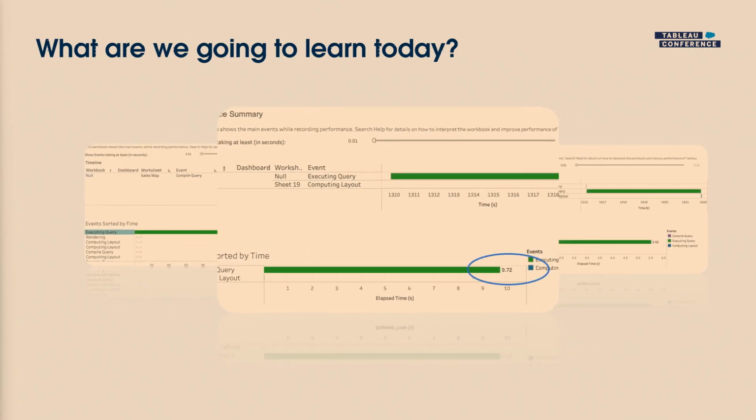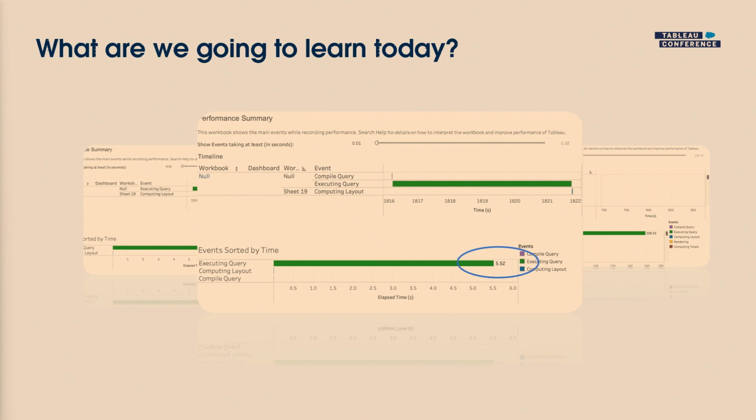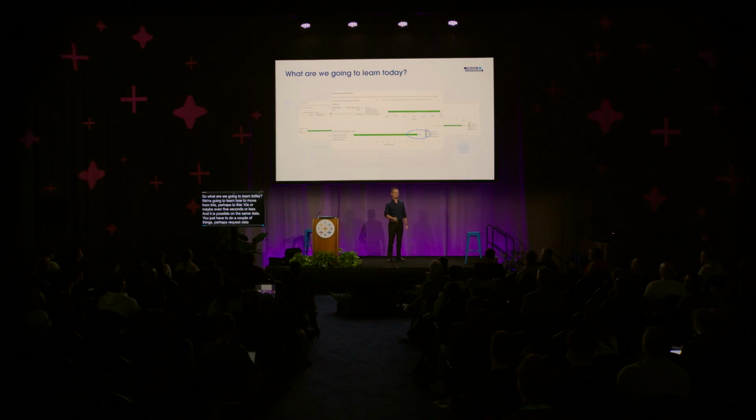Is it going to be because you're receiving too many requests? You have 20 filters, you have 100 sheets. It might be then on the Tableau side. But more often than not, you will be doing your proper work on Tableau. You know how to do that stuff, but the data that is coming may be slow, maybe too much of it. You might be doing too many transformations on your side. So what are we going to learn today? We're going to learn how to move from this, perhaps to this, 10 seconds, or maybe even 5 seconds or less. And it is possible on the same data. You just have to do a couple of things, perhaps request the data engineering team to do it for you.